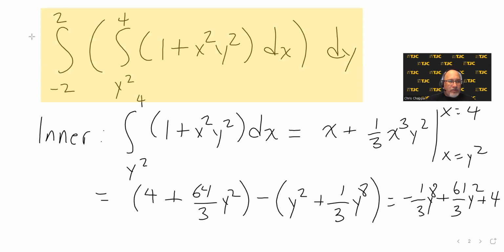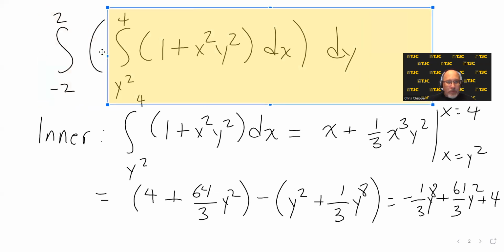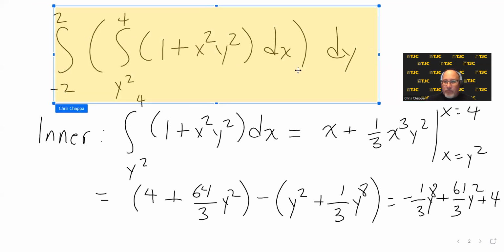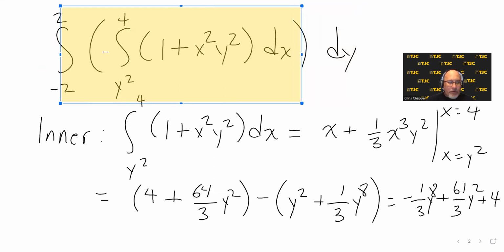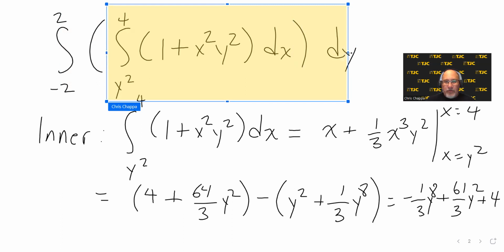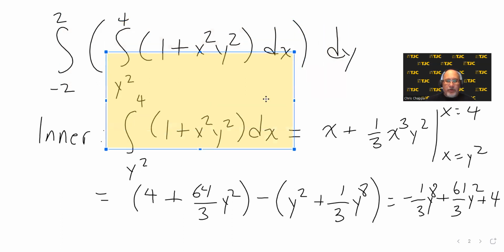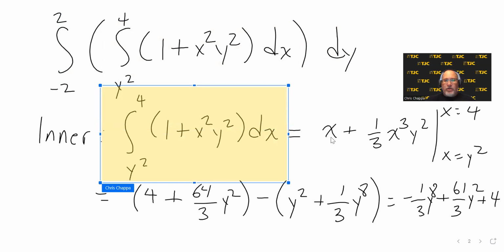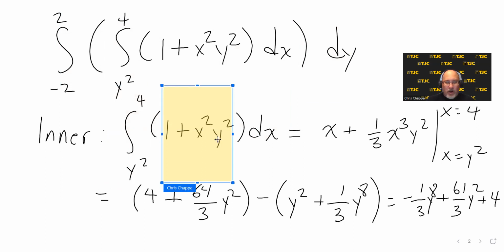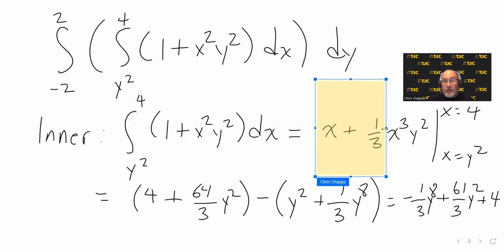And then, of course, we started with the inner integral. Let me try that again. There we go. So we start with the inner integral here, which is very straightforward. The antiderivative of 1 plus x squared y squared with respect to x is x plus 1/3 x cubed y squared, being evaluated from x equals y squared to x equals 4.